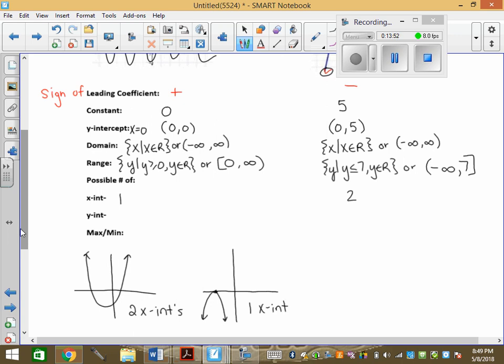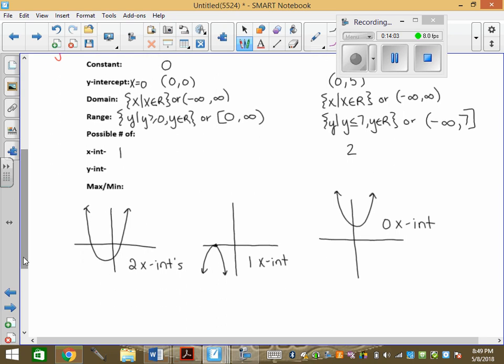Or you could have none because the arrows are going in complete opposite directions. It could be completely above the x-axis or completely below the x-axis. But we will always have one y-intercept for the same reason as before. It's a function. It can't cross through more than once. And eventually, because the graph is getting wider, it will eventually cross through the y-axis, even if it doesn't look like it.